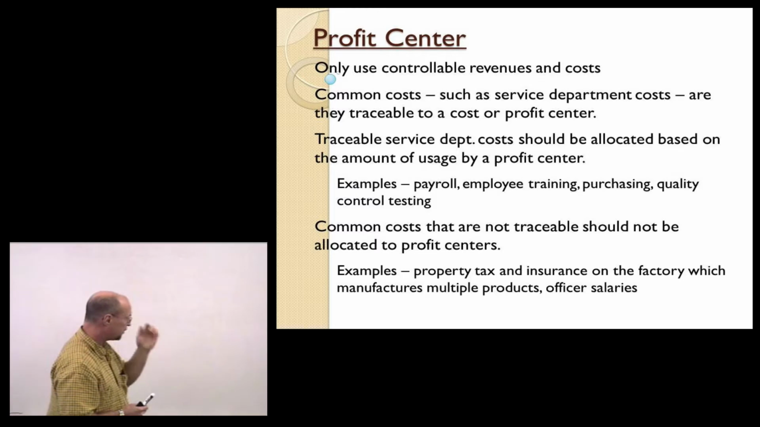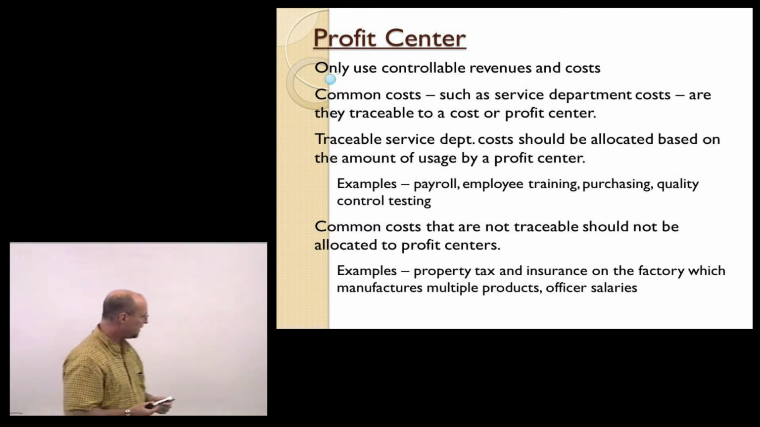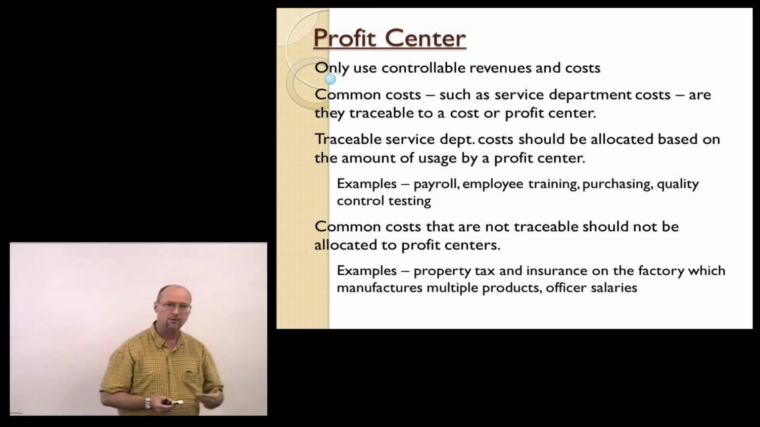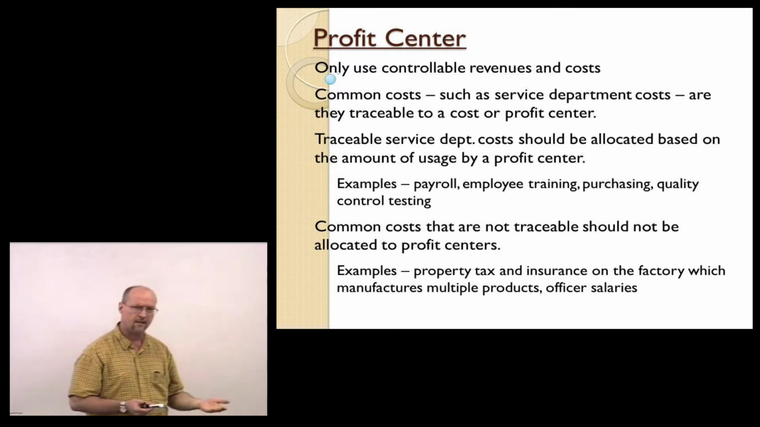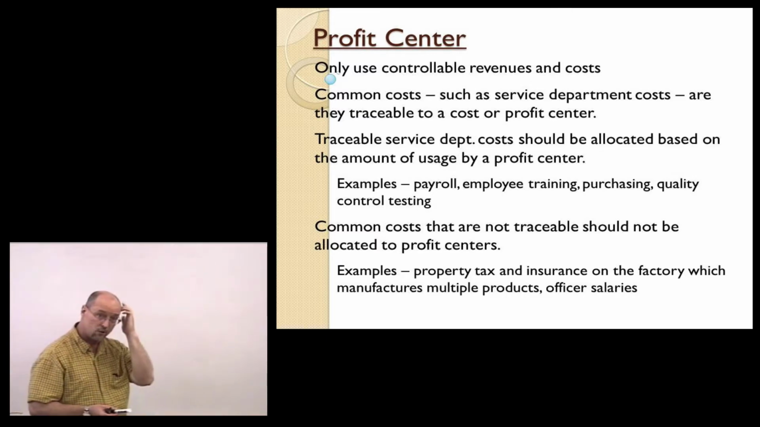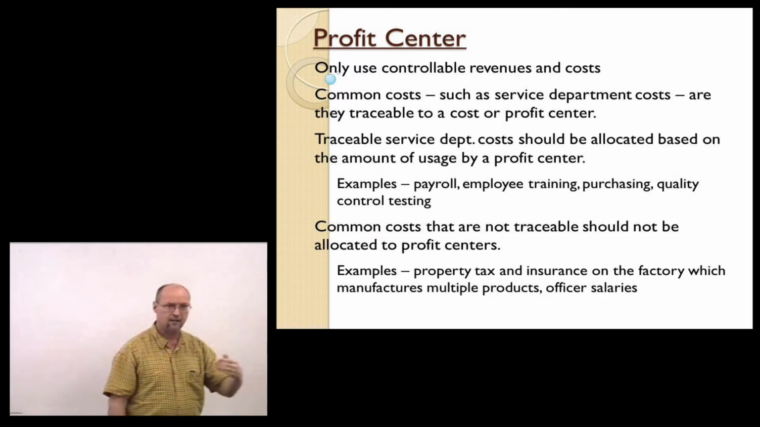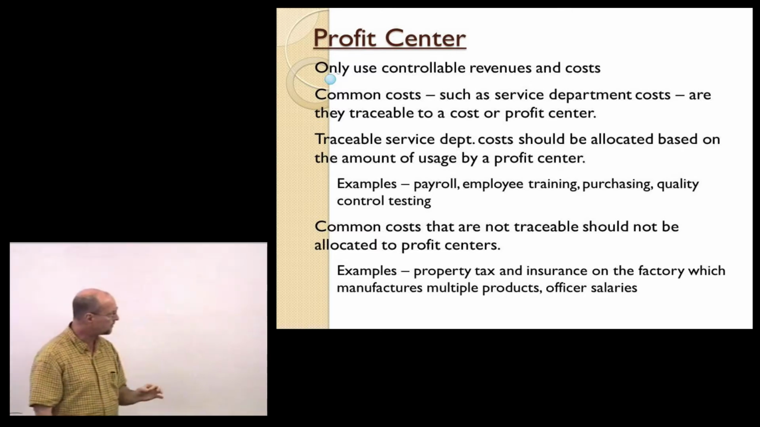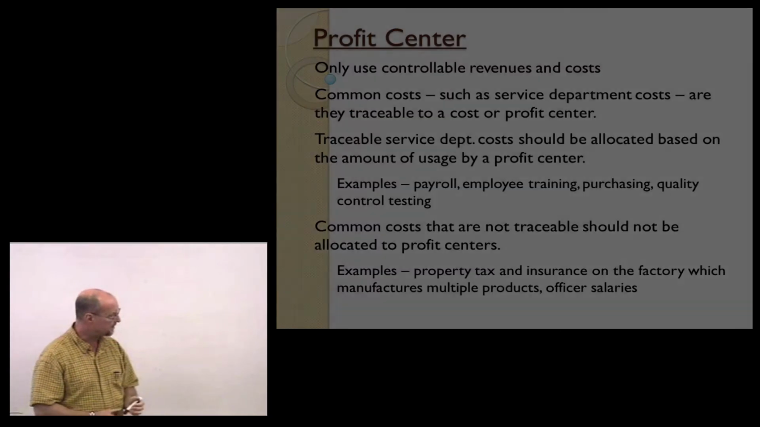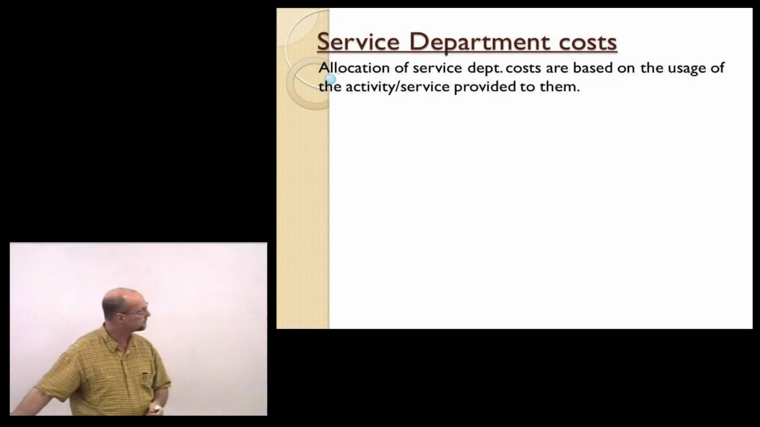Examples: property tax and insurance on a factory which may manufacture several different products. We're going to incur that cost whether we discontinue a product or not. We're still going to have the big factory and the related costs. So common costs, generally speaking, don't get allocated to profit centers.